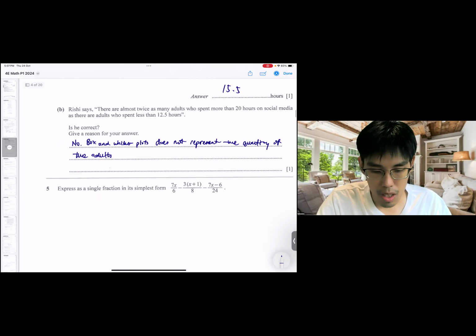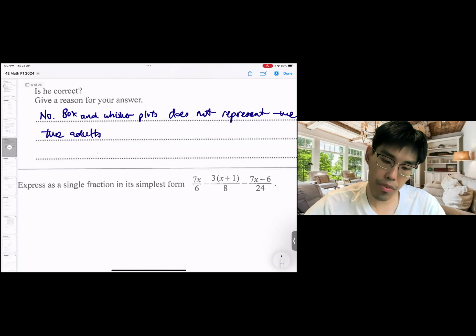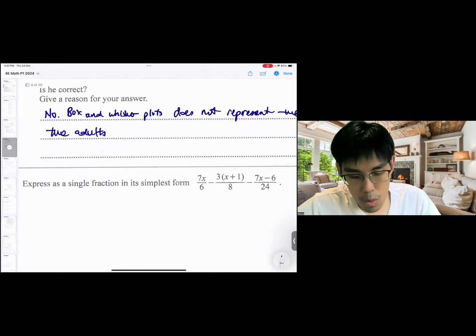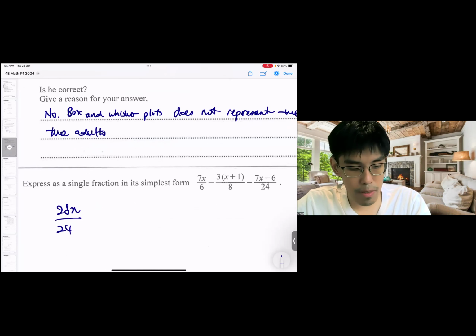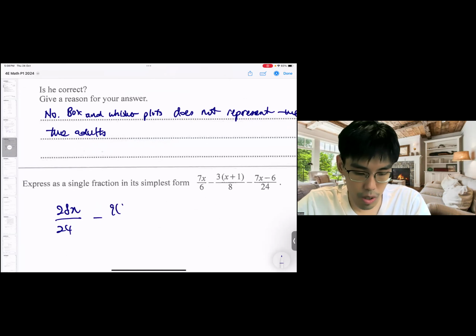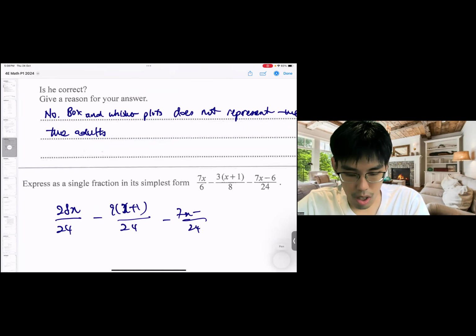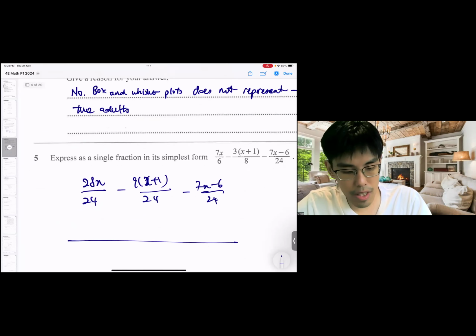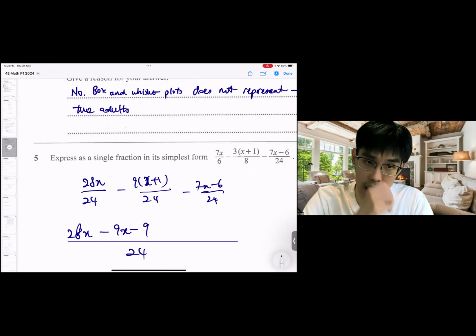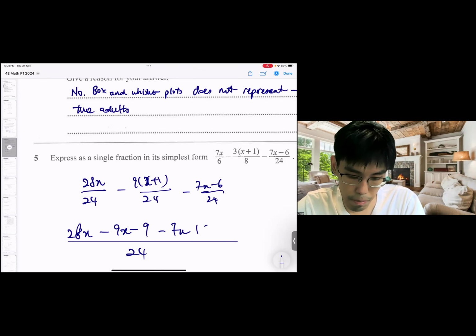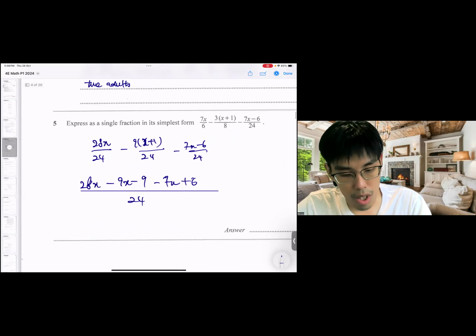Expressed as a single fraction, 6, 8, 24. Make all the denominators 24. So this one should be 28x over 24 times 4. Then this one is times 3, so it's x plus 1 over 24 minus 7x minus 6 over 24. If I were to compress everything, this is 28x minus 9x minus 9. Notice the sign change. 7x plus 6.